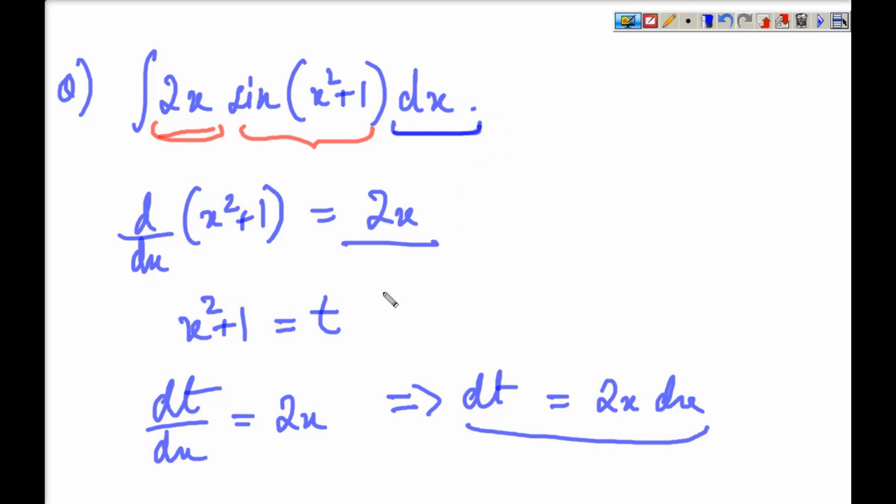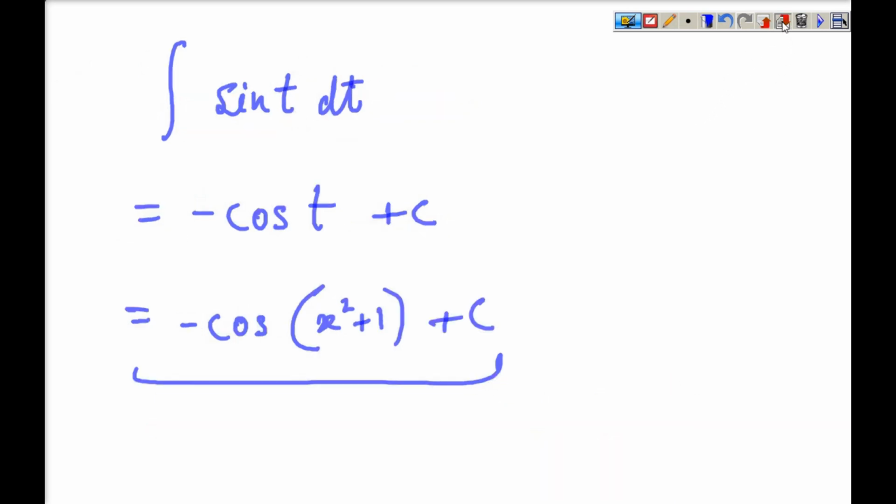and making it very simple. But in some cases we don't always have the derivative in the function itself, so in those cases we need to find other methods. In this case we had the derivative of x squared plus 1 in the same function. That's why we were able to simplify it. So let's move on to the second problem.